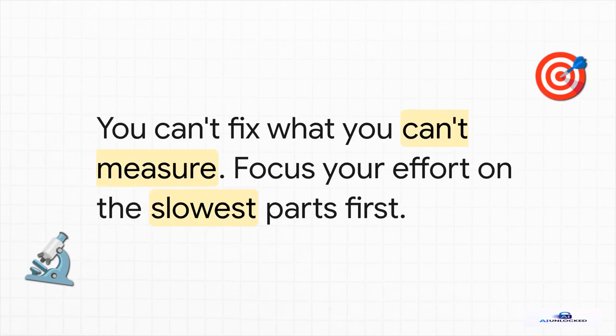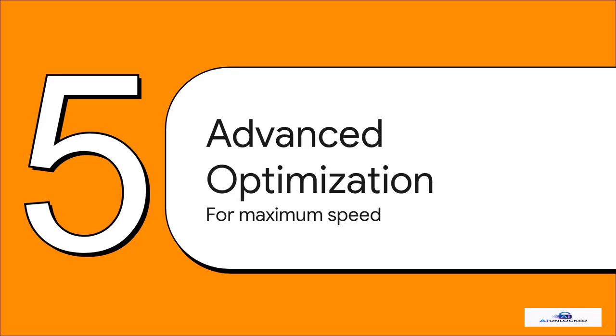And here's the bottom line. You can't fix what you can't measure. Measurement tells you where the real traffic jams are, and often they're not where you think they are. This lets you focus all your energy where it's going to have the biggest impact. All right, you've got your quick wins, you're measuring everything. Now it's time to level up. Let's dive into some more advanced techniques to really squeeze every last bit of speed out of your system.